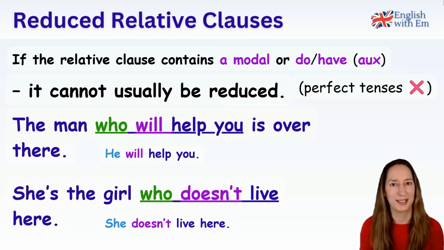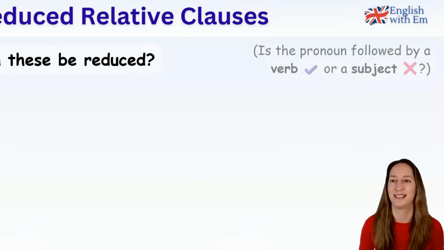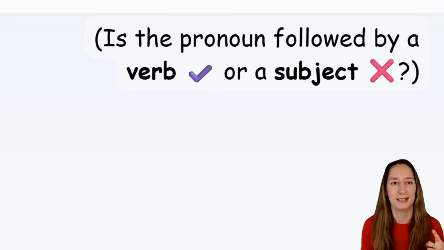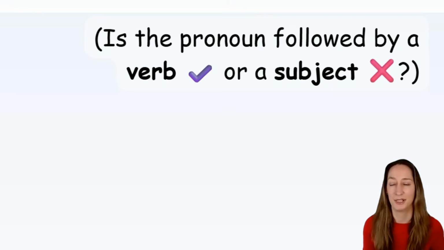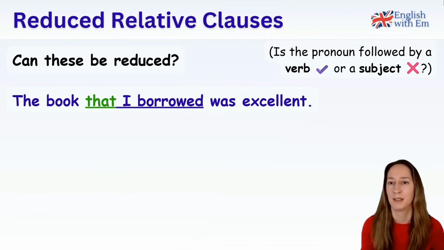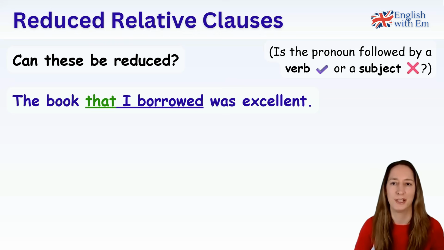Let's just do a quick little quiz to see if you can identify when a clause can or cannot be reduced. Can these be reduced? And remember, is the pronoun followed by a verb, in which case you can reduce it, or a subject, in which case you can't? The book that I borrowed was excellent. What do you think? Pause the video here if you need to, and then continue when you're ready.